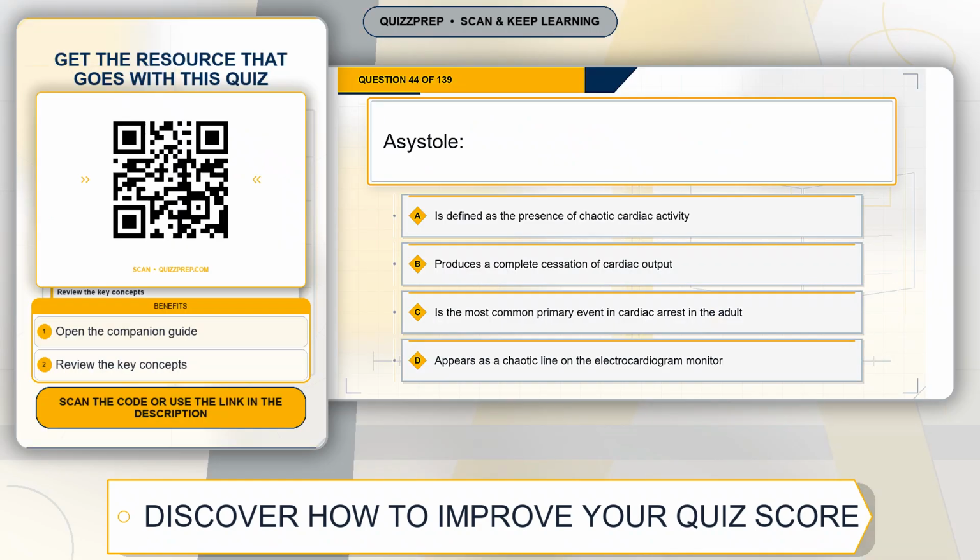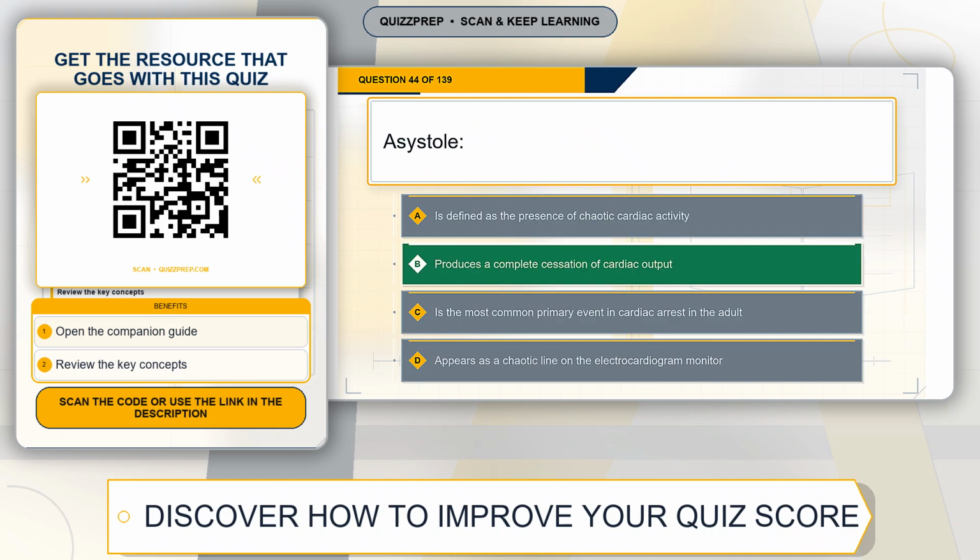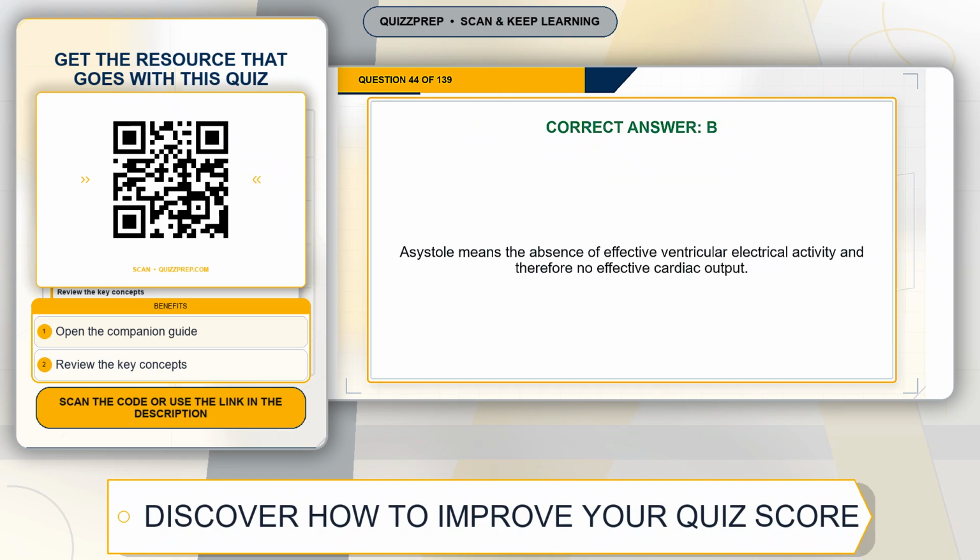Question 44. Asystole. Option A is defined as the presence of chaotic cardiac activity. Option B produces a complete cessation of cardiac output. Option C is the most common primary event in cardiac arrest in the adult. Option D appears as a chaotic line on the electrocardiogram monitor. The correct answer is option B, produces a complete cessation of cardiac output. Explanation. Asystole means the absence of effective ventricular electrical activity and therefore no effective cardiac output.